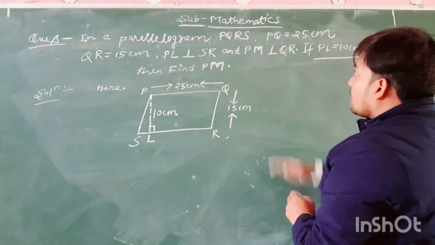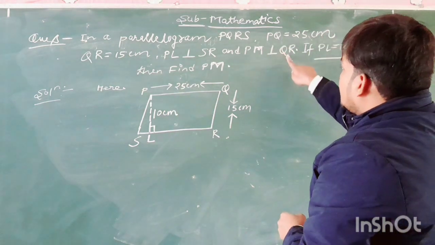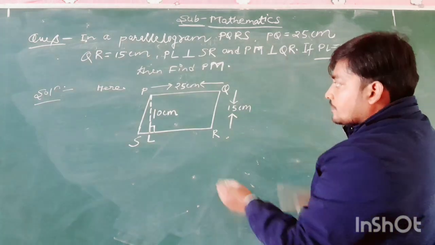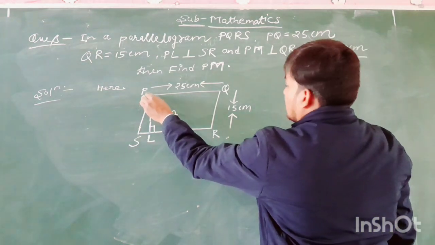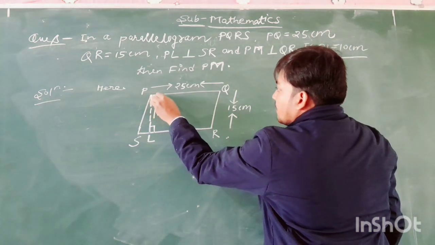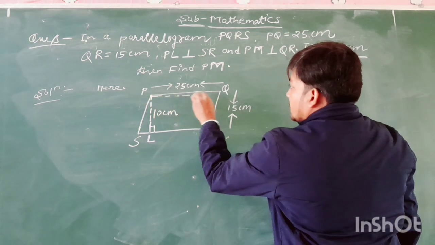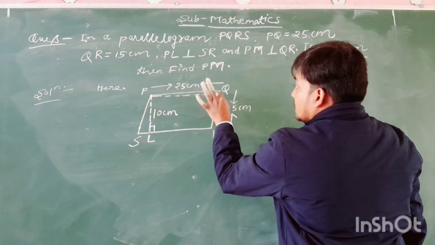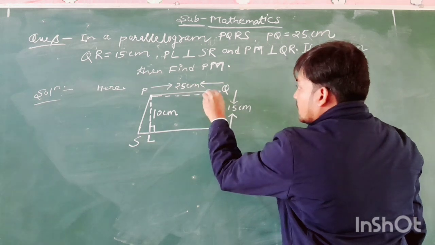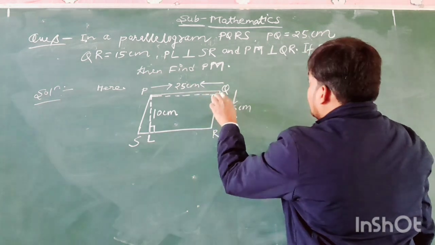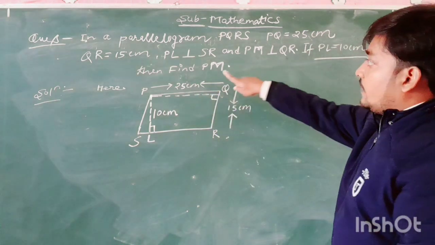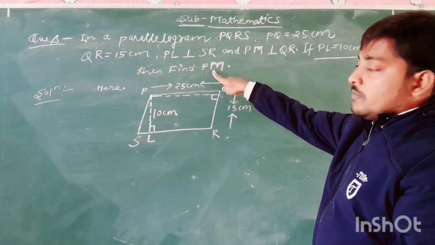and PM which is perpendicular to QR. So we have to draw the perpendicular PM, which is perpendicular to QR, and we have to find the measure of PM.